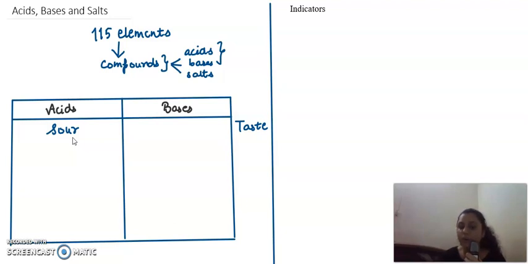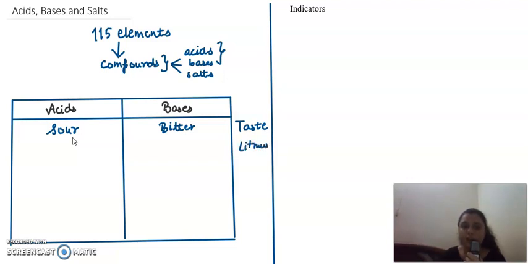Now when we talk about bases, one we have in common life is baking soda. When we taste a little bit of it, it feels bitter on our tongue. So the first difference between acid and base is that acids are sour in taste and bases are bitter in taste. Now the next difference is on the basis of the litmus test.